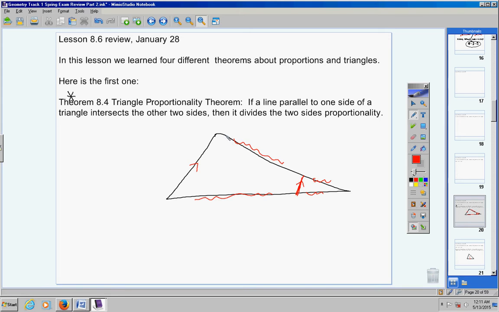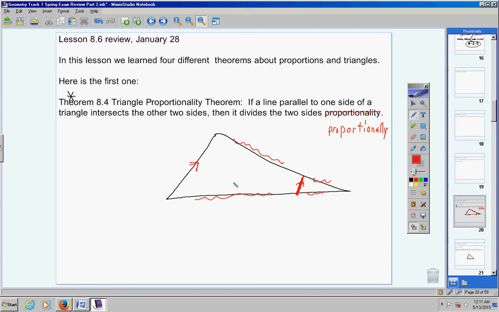If a line is drawn connecting two sides of a triangle and parallel to the third side, then it divides the two sides up proportionally. By the way, this word should be proportionally. I'm not sure why I put proportionality. I hope that's how you spell it. I think it is. If not, oh well, proportionally. But anyways, moving on. This is what the theorem is teaching, okay?